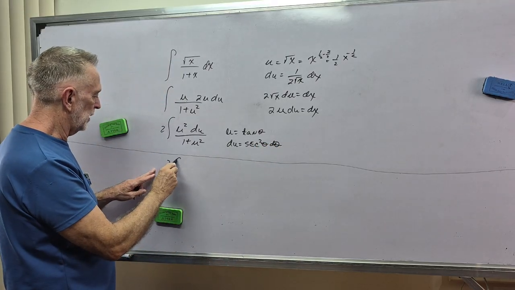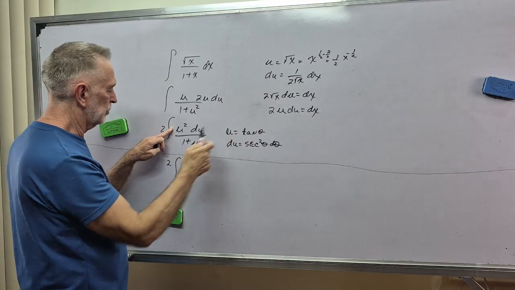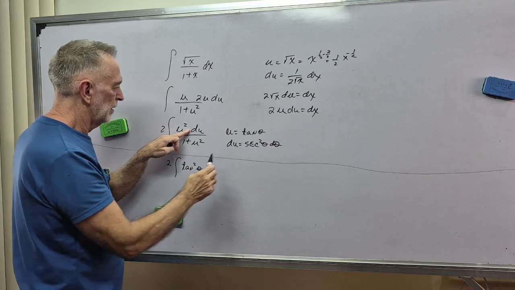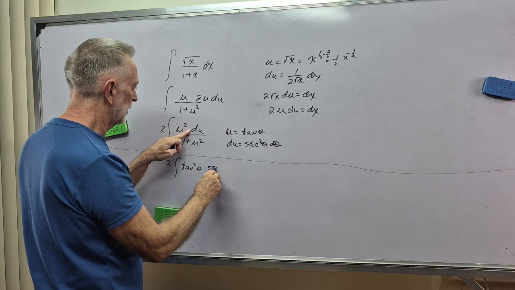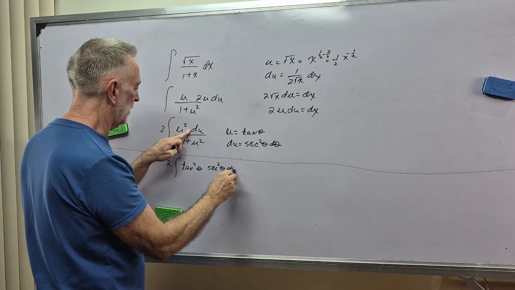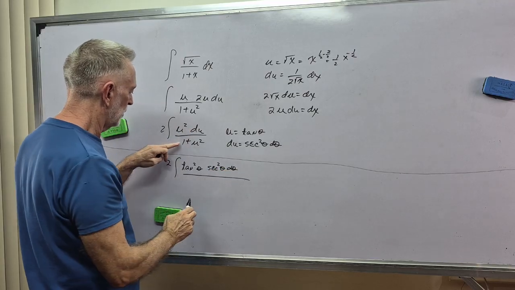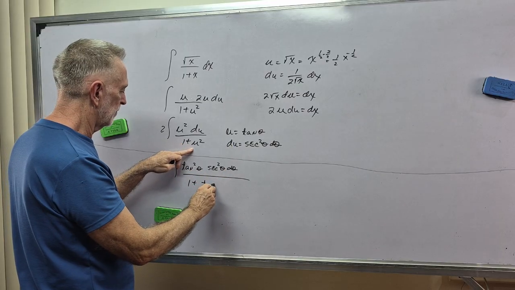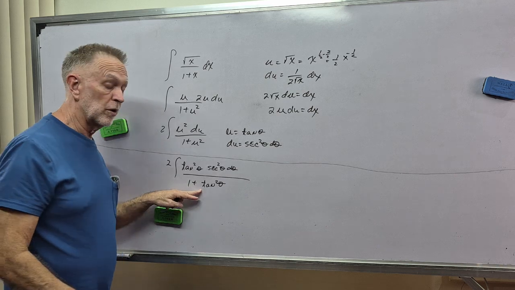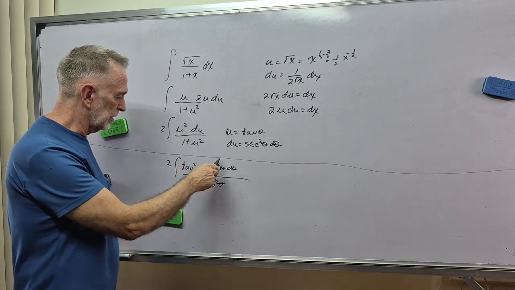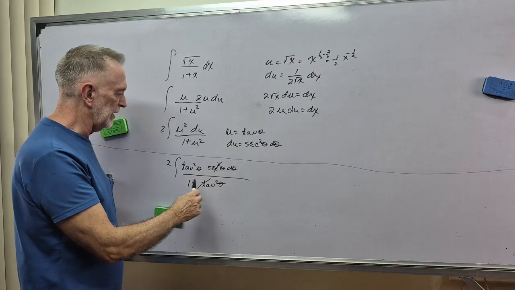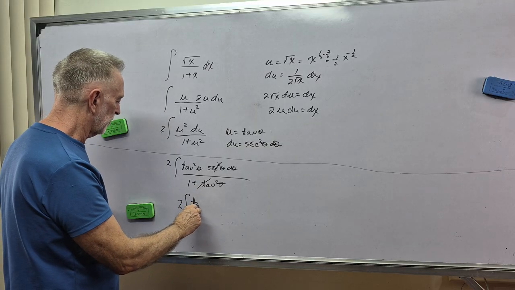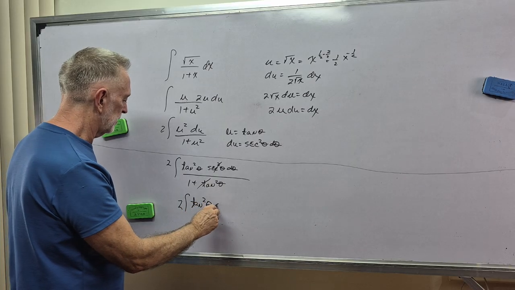Okay, so we have 2 times the integral of u squared, which would be tangent squared theta, du is secant squared theta d theta, over 1 plus tangent squared theta. 1 plus tangent squared is secant squared. So this term and these cancel. So now I have 2 times the integral of tangent squared theta d theta.